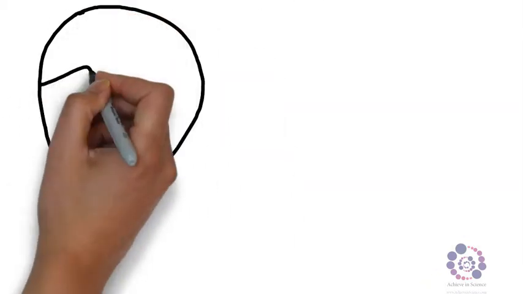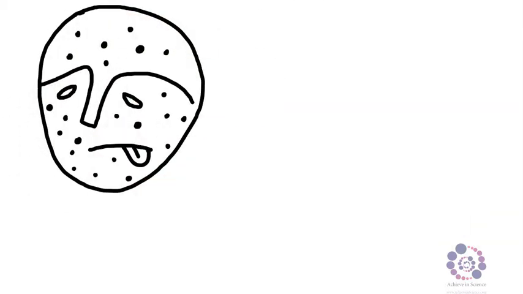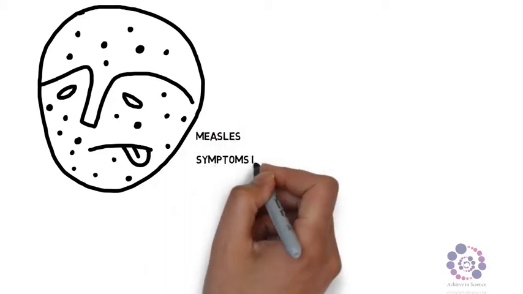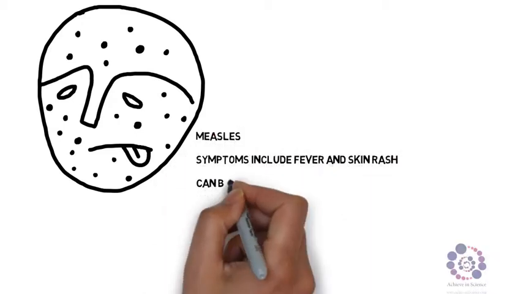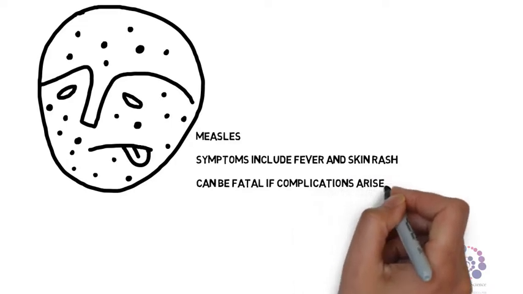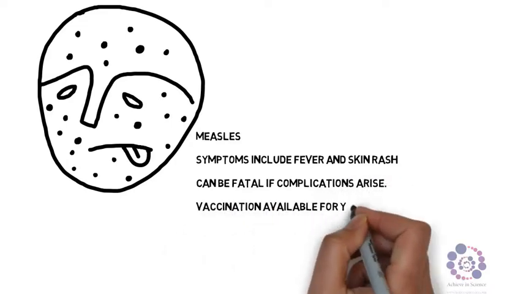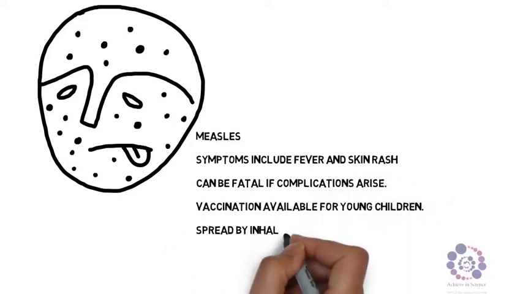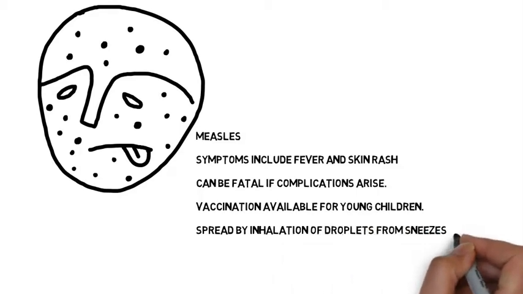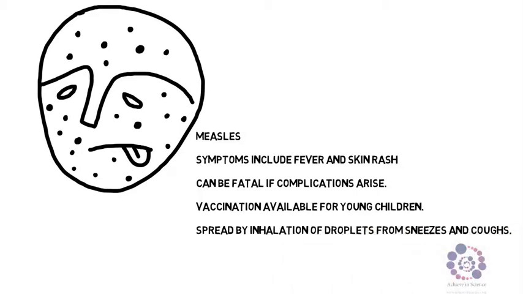In humans then, viruses can cause things like measles. Symptoms of that are the skin rash and the fever. It can be fatal if complications do arise, but children are usually vaccinated against it. It is spread via sneezing and coughs, otherwise known as droplet infection.